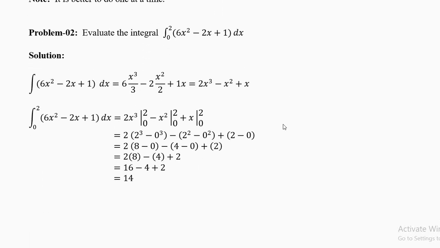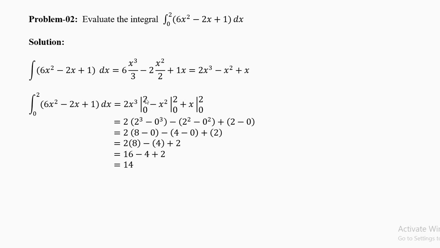Now we'll do one more example like problem 1. Evaluate the integral from 0 to 2 of 6x square minus 2x plus 1. Now the integration of 6x square minus 2x plus 1 is 2x cube minus x square plus x. I'm not going to spend much time on the indefinite integrals because we have seen them before. Now put the numbers 0 to 2. 0 power 3 is 0, 0 power 2 is 0, 0 power 1 is 0. So you don't have to worry about the 0, but I have written it for your convenience.